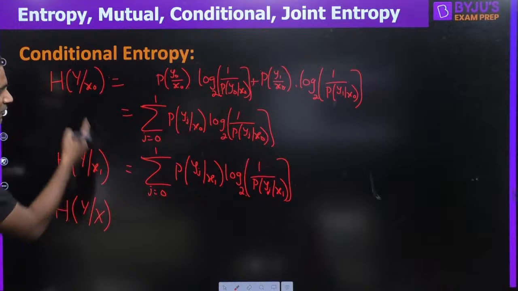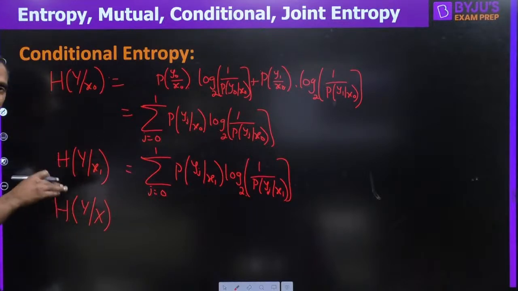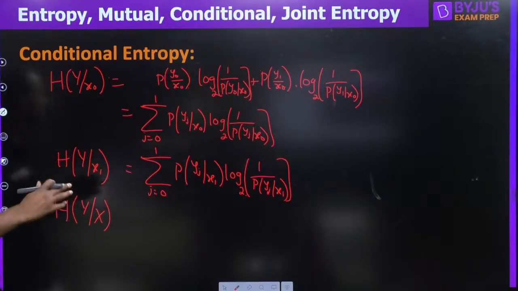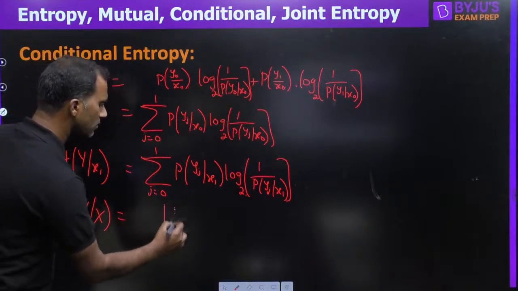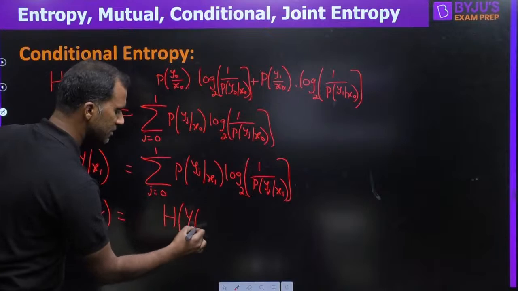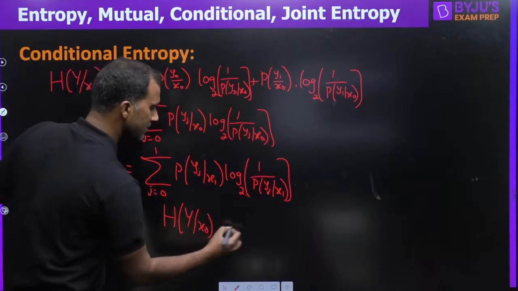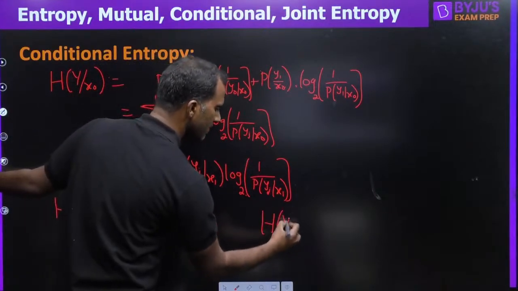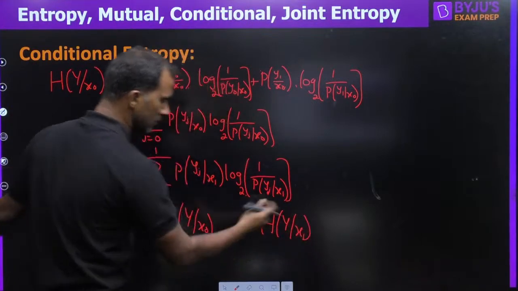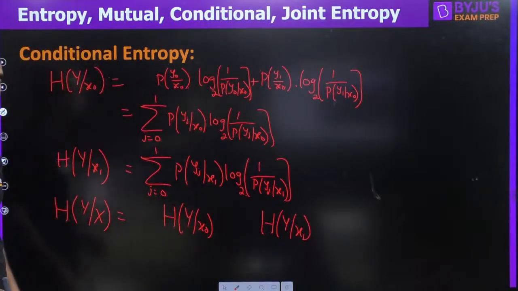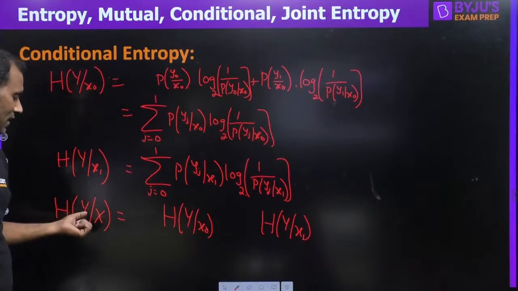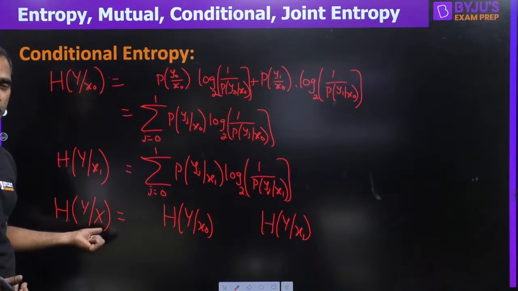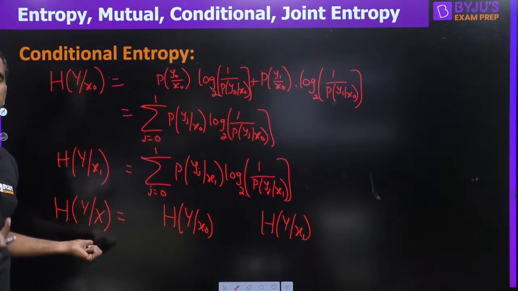Now in this there are 4 cases: y naught given x naught, y naught given x1, y1 given x naught, y1 given x1. 4 cases. So how do we combine this? We know h of y, information in y when x naught is transmitted, information in y when x1 is transmitted. We know these two. We have to calculate them. So if you average these two, information in y given that x is transmitted, meaning x naught can be transmitted or x1 can be transmitted.